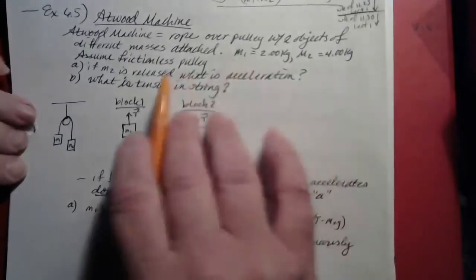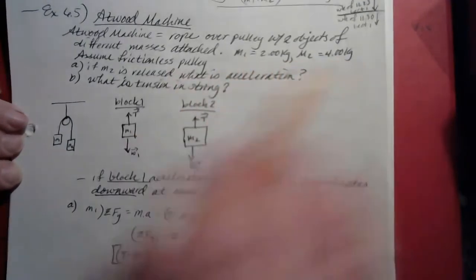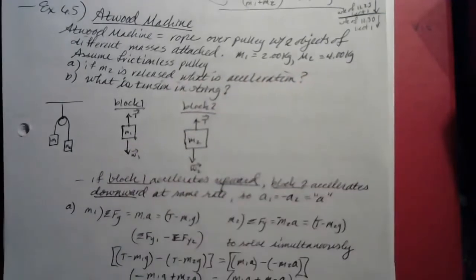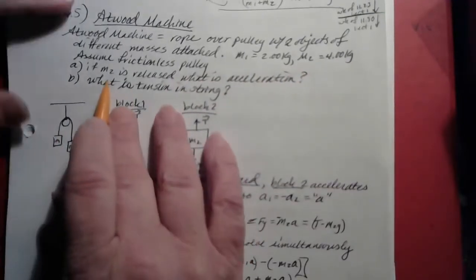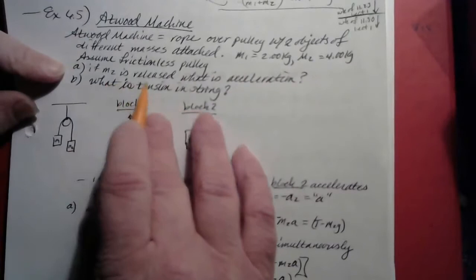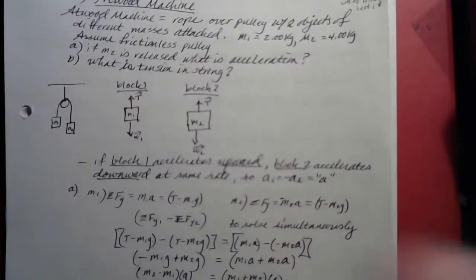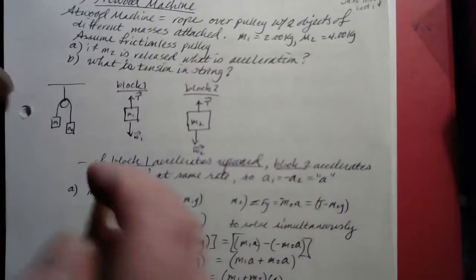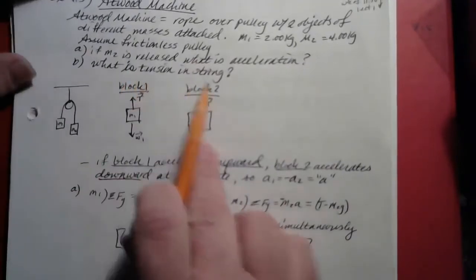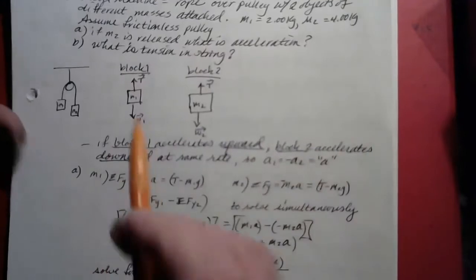And let's see, mass 1 is 2 kilograms and mass 2 is 4 kilograms. And the question is, if mass 2 is released, what is the acceleration? You've been holding mass 2 up and you want to release it. And also, what is the tension in the string?